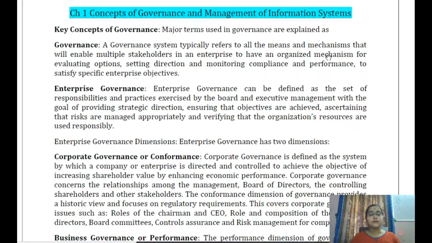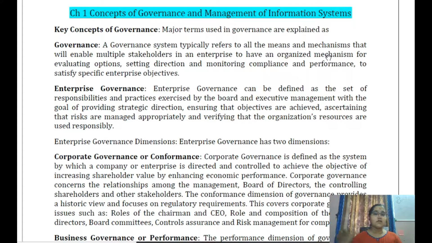A governance system typically refers to all means and mechanisms that will enable multiple stakeholders of an enterprise to have an organized mechanism for evaluating options, setting directions and monitoring compliance and performance to satisfy specific enterprise objectives. Let's try to understand. Governance means it is a system. Okay, it is a process, it is a system. It refers to all means and mechanisms.